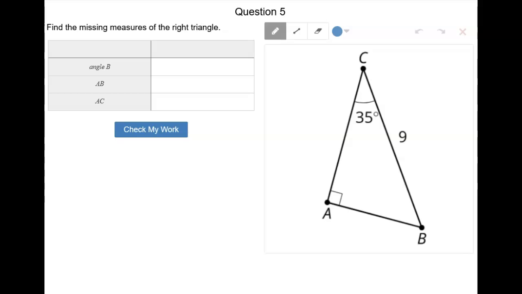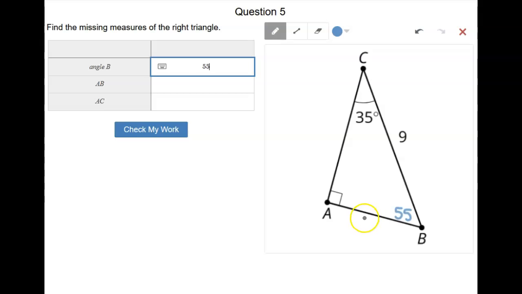So the angle measure should be pretty easy because we know that all 3 of the angles have to add up to 180 degrees. And even more specifically, if this angle is 90, then these 2 angles also have to add up to 90. So the missing angle down here would be 55 degrees.